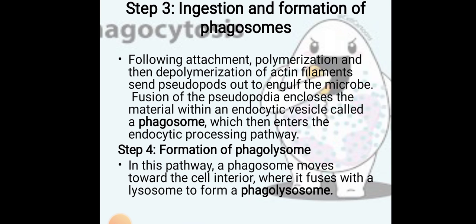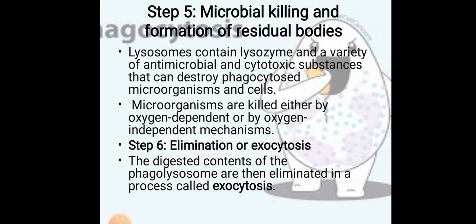Now the fourth step in phagocytosis is the formation of the phagolysosome. Here there is the early phagosome, within which the pH is 6 to 6.5. When it is transferred to the interior of the cell, the pH is reduced, and within this pathway the phagosome moves towards the cell interior and fuses with the lysosome. As a result of fusion between the phagosome and the lysosome, the phagolysosome is formed.